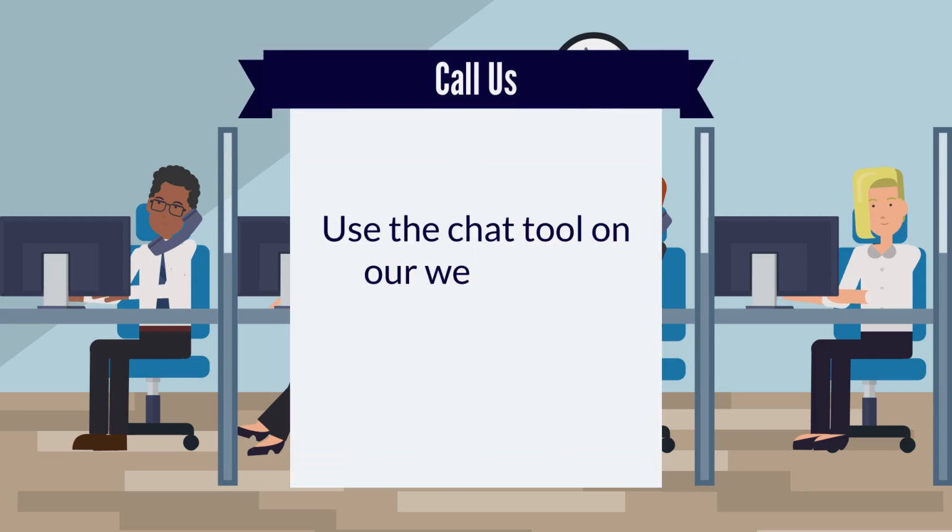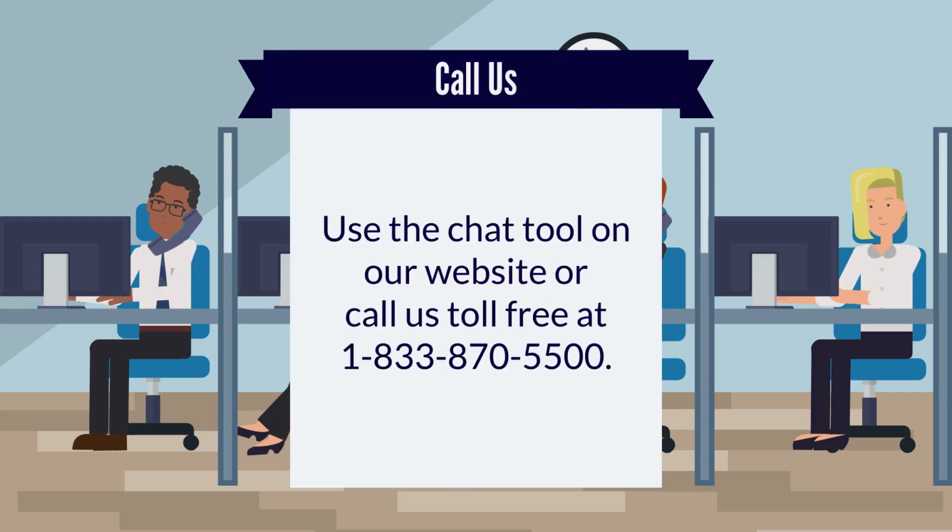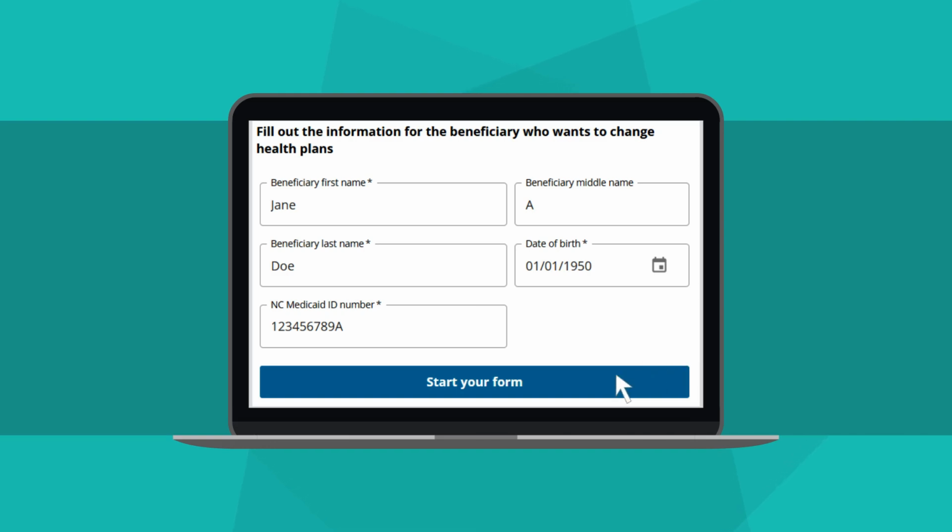A call center with a drop-down banner providing information and a phone number. If you need help finding your NC Medicaid ID number, use the chat tool on our website or call us toll-free at 1-833-870-5500. An arrow selecting the Start Your Form button. Select the Start Your Form button to continue.